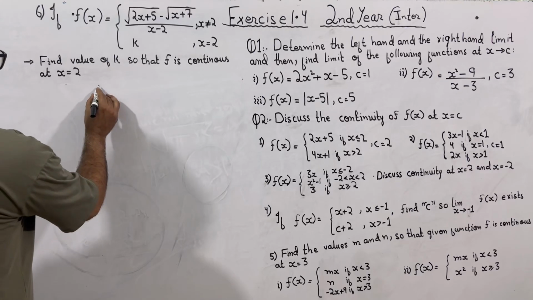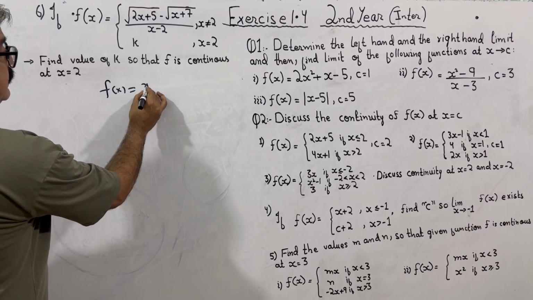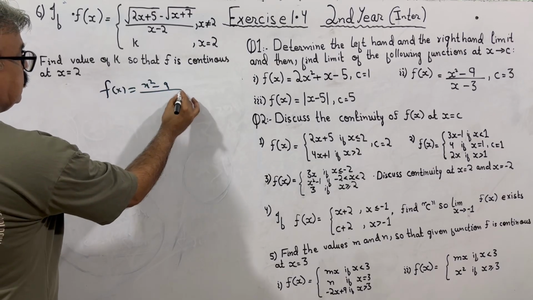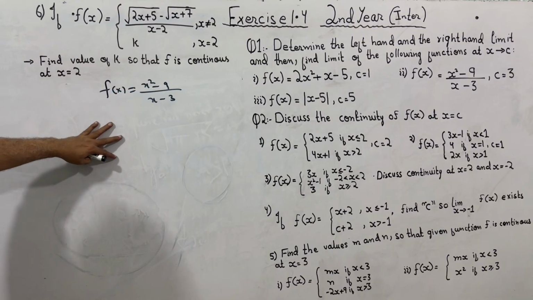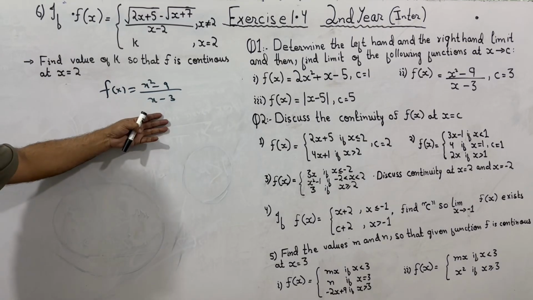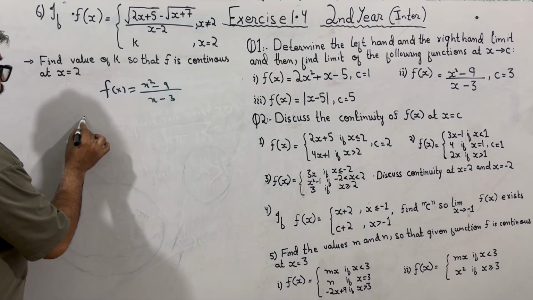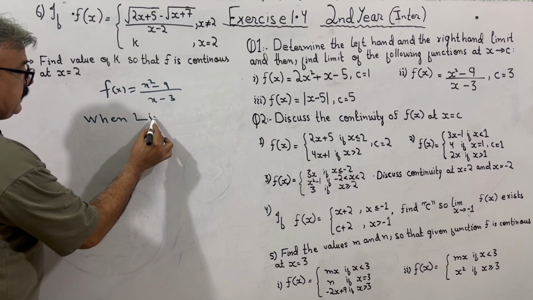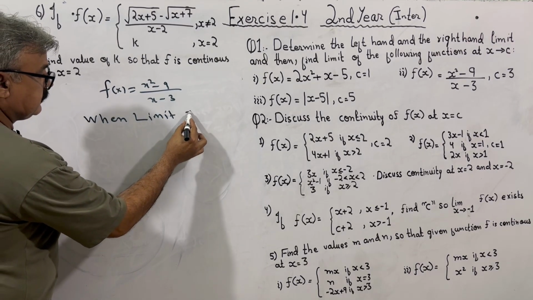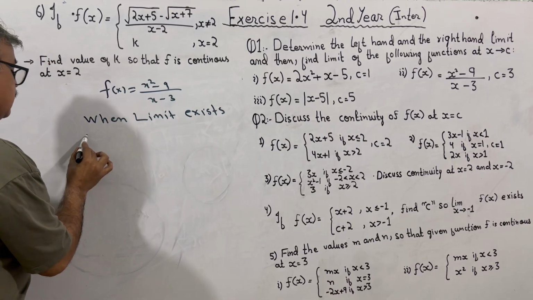Look at this. Question number 2. We have f of x equal to (x square minus 9) over (x minus 3). That is the beauty of mathematics. If we put x equal to 3, it is undefined, but we can manage a value for that. When does the limit exist? Let's see.